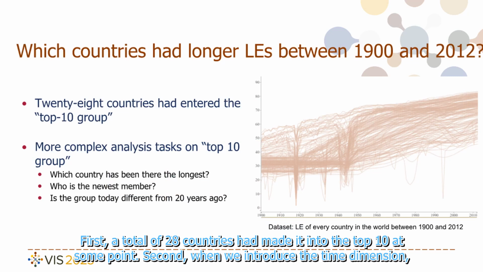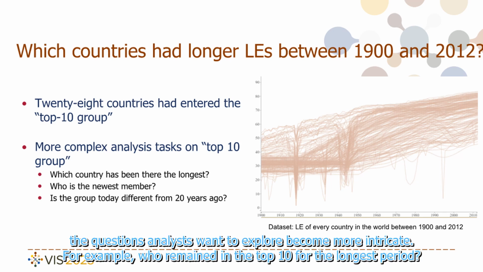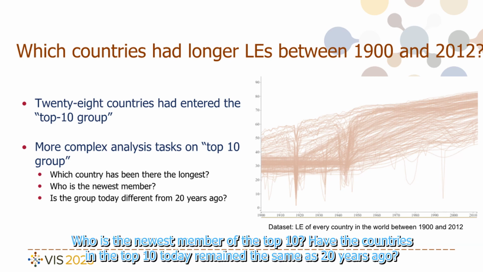First, a total of 28 countries had made it into the top 10 at some point. Second, when we introduce the time dimension, the questions analysts want to explore become more intricate. For example, who remained in the top 10 for the longest period? Who is the newest member of the top 10? Have the countries in the top 10 today remained the same as 20 years ago?